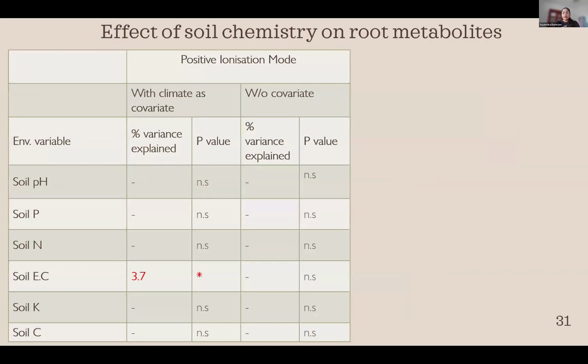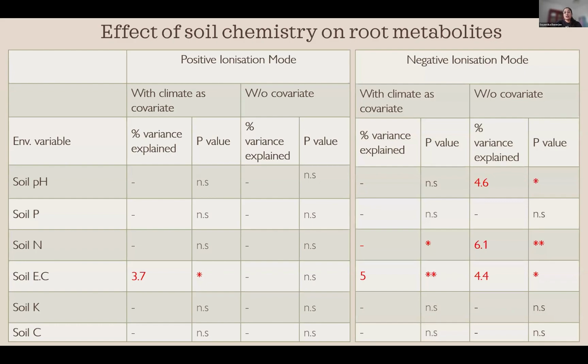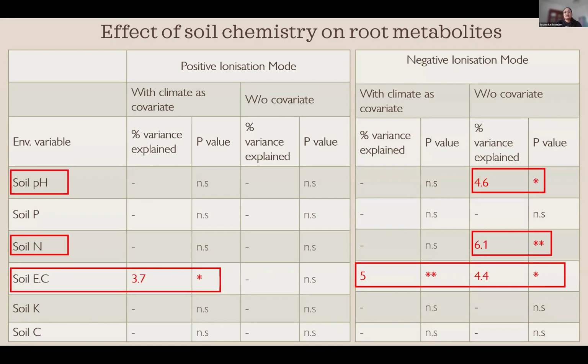So to conclude, the third question, where I want to see whether the effects of soil chemistry are significant or not on root metabolite. And in the positive ionization mode, when climate is used as a covariate, soil electrical conductivity has a significant presence, and we see the same in the negative ionization mode. And in the negative ionization mode, when we do not use climate as a covariate, the effect of soil nitrogen and soil pH is also significant. So this shows that soil chemistry does affect the root metabolomic profile.